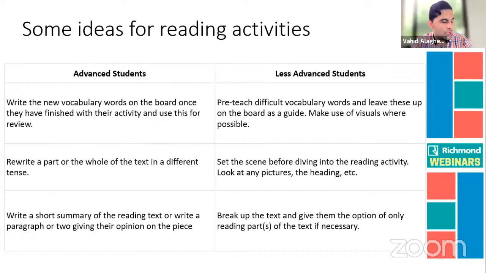The next idea for creating a reading activity is to break up the text and give them the option of only reading parts of the text if necessary. So when the students receive a specific part of the reading activity, they can analyze it and go to the next part easier. However, for the advanced students, we can ask them to write a short summary of a reading text, or write a paragraph or two giving their opinion on the piece, for example, on a piece of paper. So in this case, the students can start recognizing the ideas which they have read during their reading activity and prepare some opinions in order to mention in different pieces that they have read. Okay, these are some ideas.